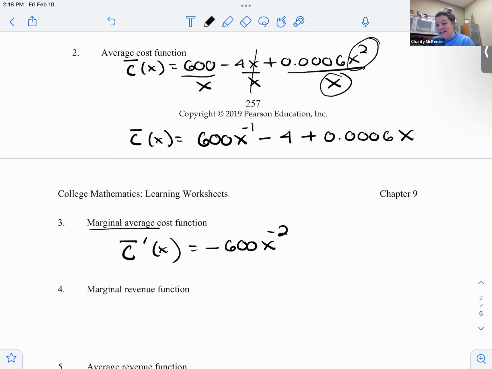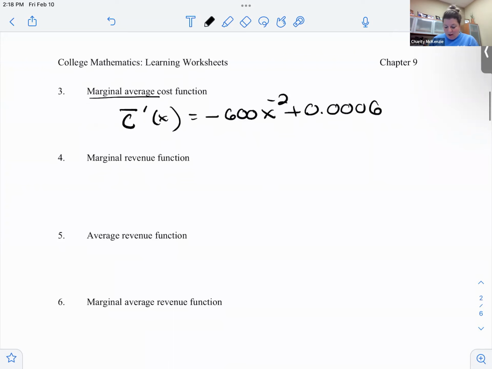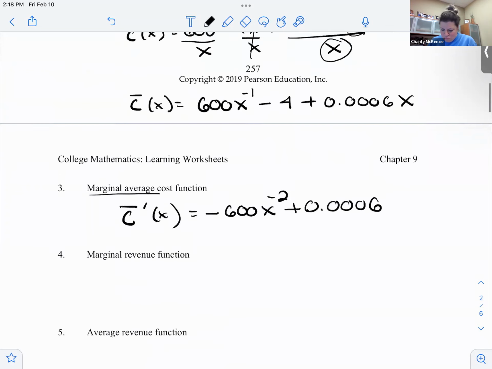Okay, what's -4 become? 0. It just kind of drops off for us. And then I have plus, I'm going to do the 0.0006 because the x will drop off as well. And that's our marginal average cost. So then we're going to do all 3 functions that have to do with the revenue.